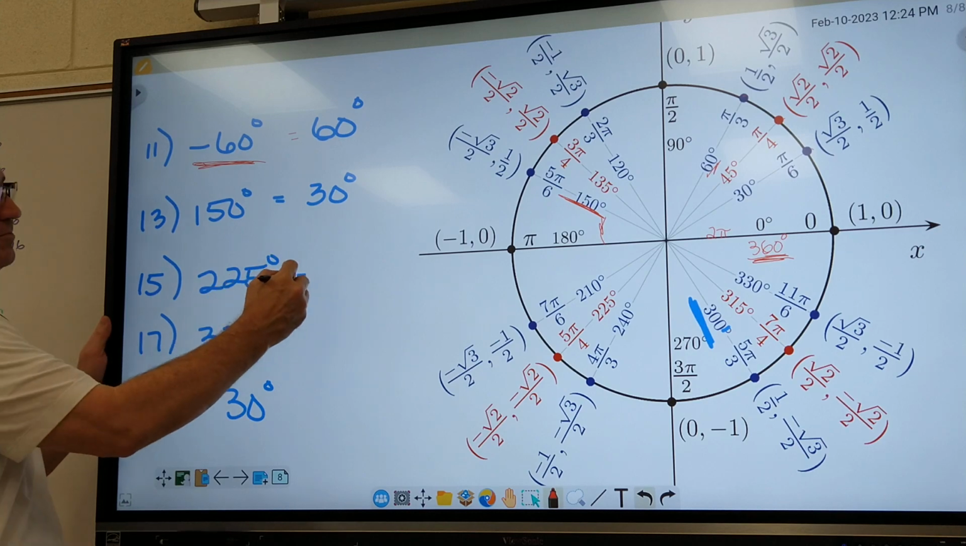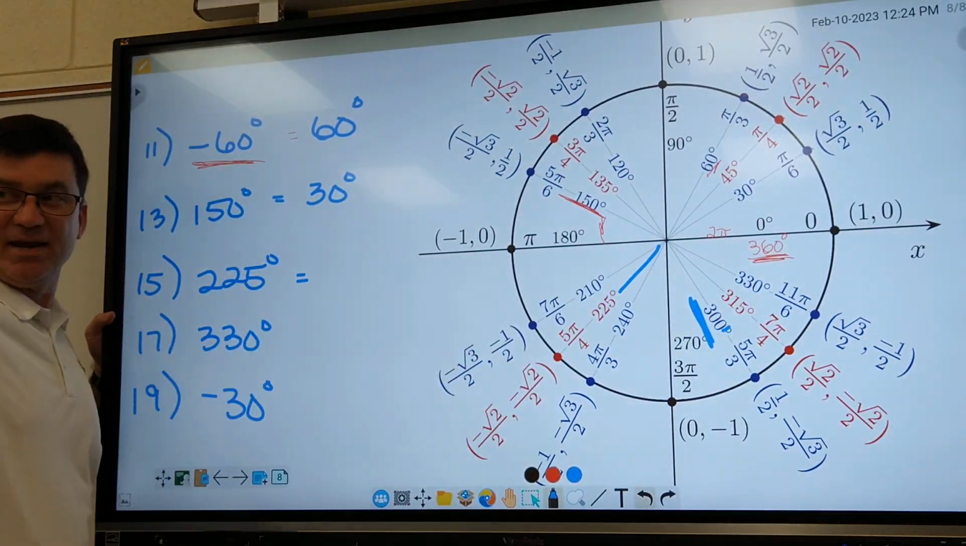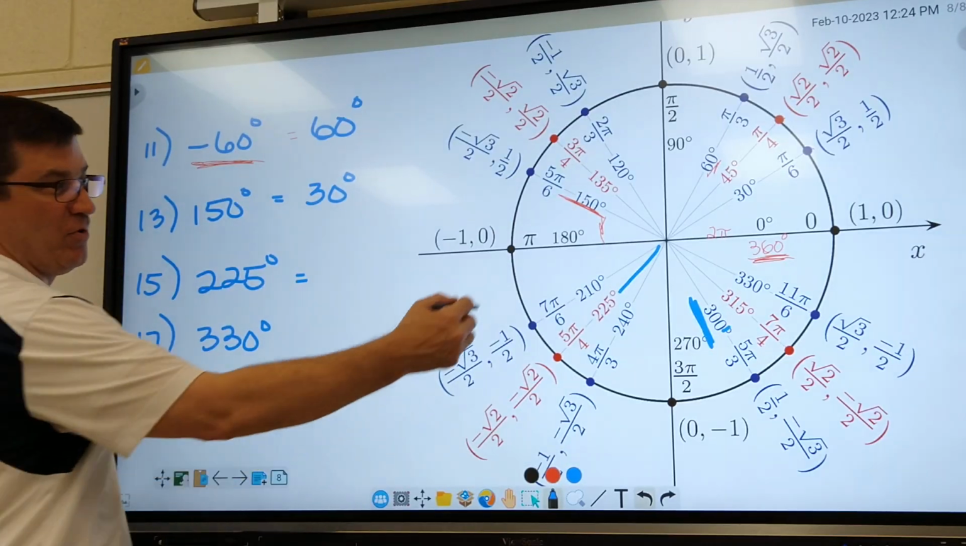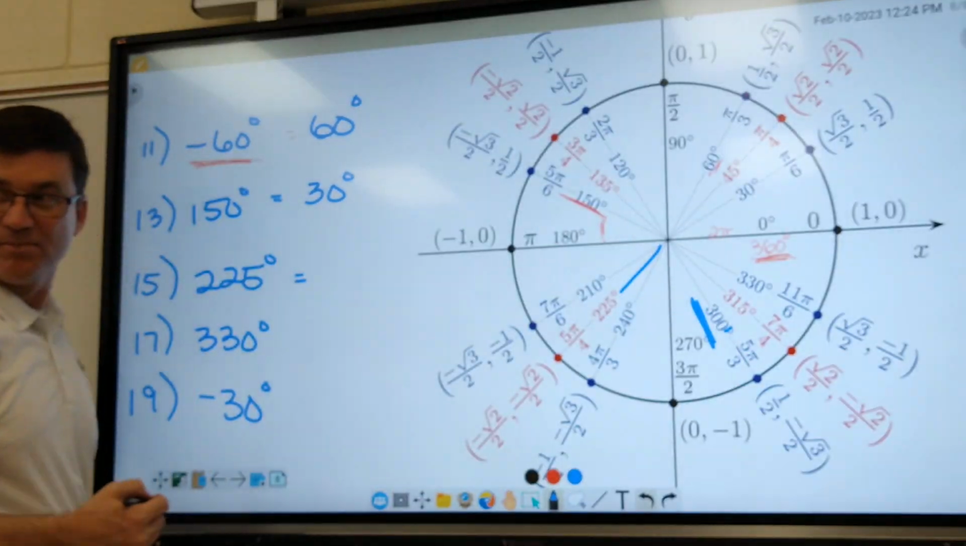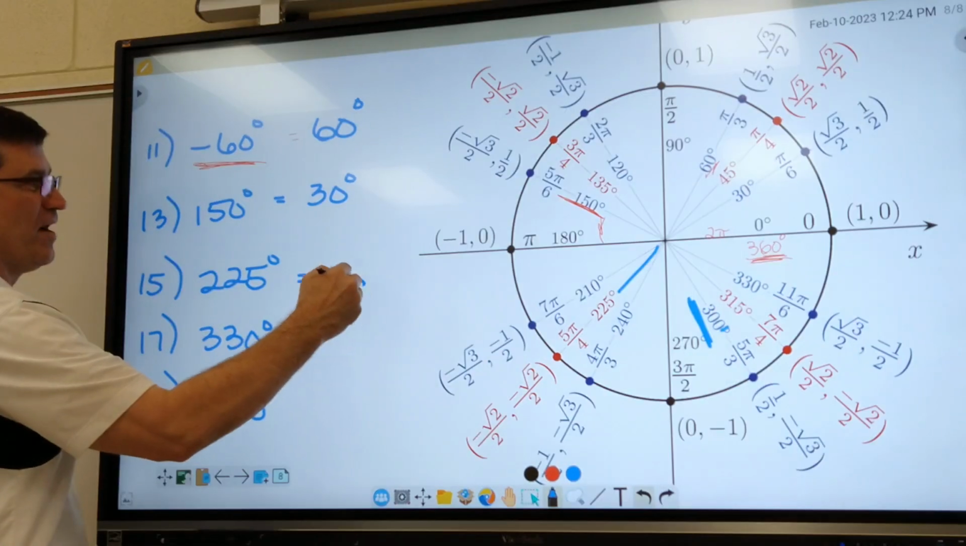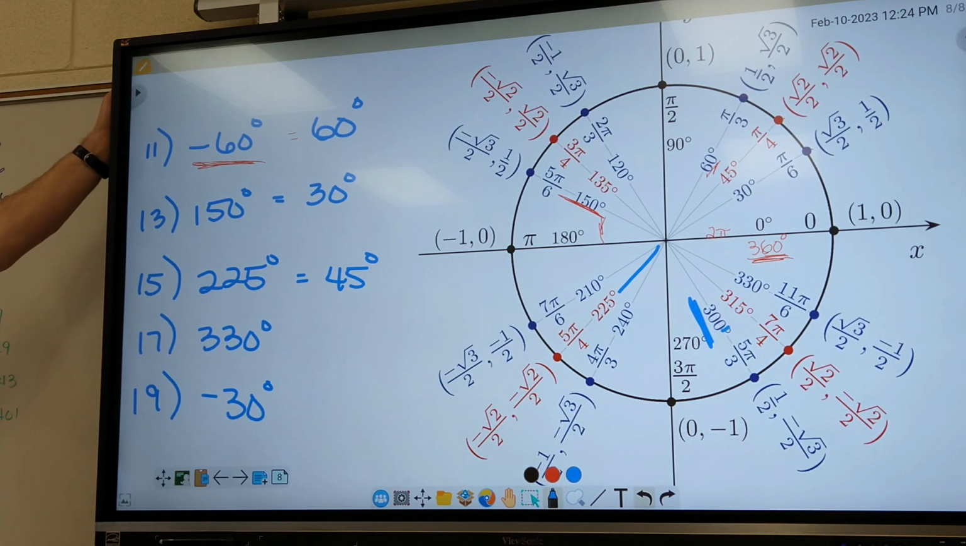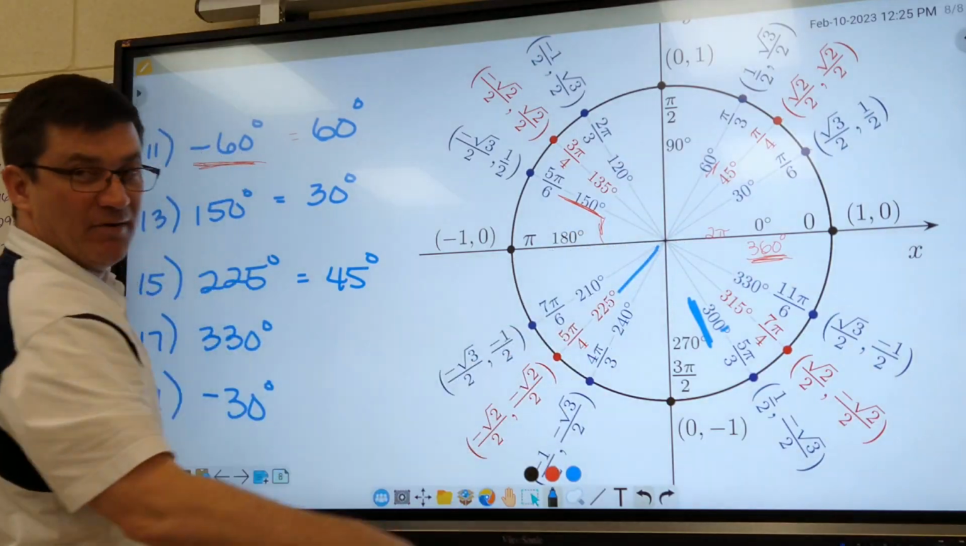All right, next one, 225. You can go backwards here, but we're subtracting it from the closest x-axis. It might be 180, or it might be 360. 225 from 180 is 45 degrees. So you don't put it negative. I just want to know how far away it is. Isn't it just like absolute value? Yes. Why wouldn't you use 270 for that one? Well, it's 90 this way and 90 that way, right? So it doesn't matter.